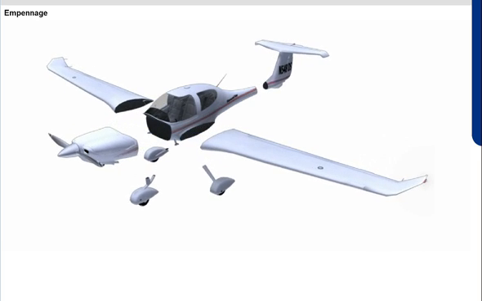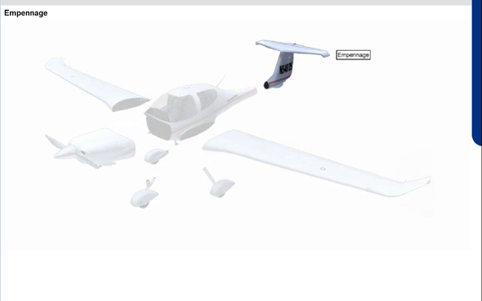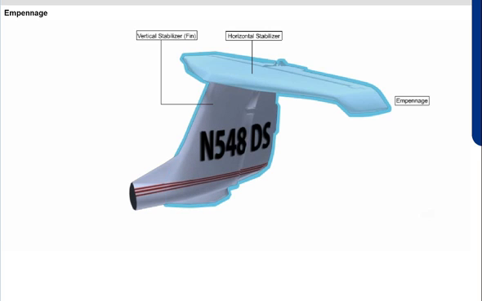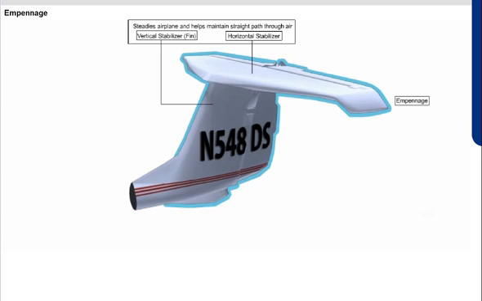The tail of the airplane is known as the empennage. The empennage consists of the vertical stabilizer, or fin, and the horizontal stabilizer. These two surfaces act like the feathers on an arrow. They steady the airplane and help it maintain a straight path through the air.